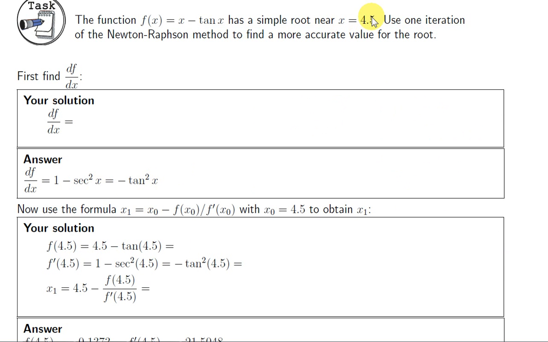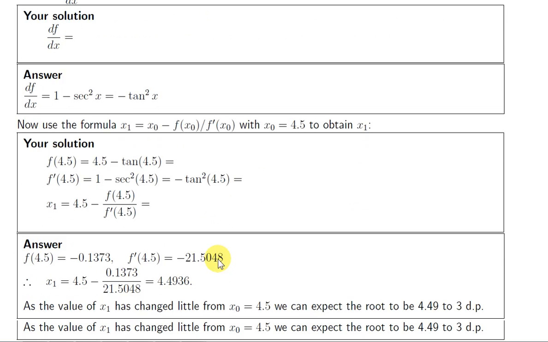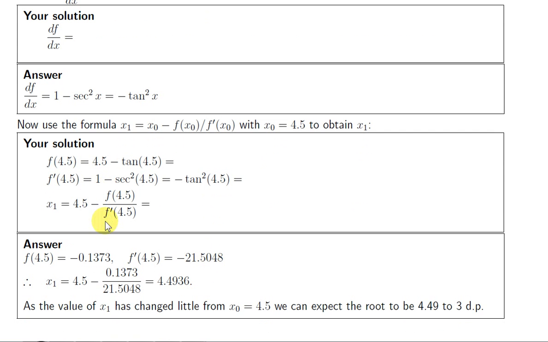So our first approximation x0 is 4.5. So here's the Newton-Raphson formula. We want to get f of 4.5 and f prime of 4.5. So here is f of 4.5: plug 4.5 into the function, and we need f prime of 4.5. So we need minus tan squared of 4.5. Then we plug into the Newton-Raphson formula to get a better approximation, x1.